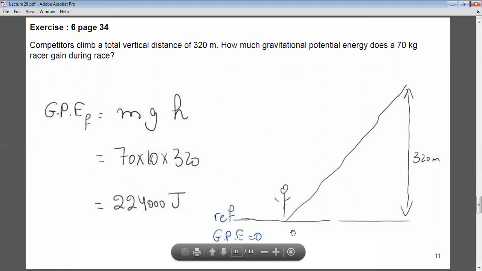So in order to solve any problem with the GPE, we have to say, what is the reference? Let's say the reference is where he's standing here, the ground. Then when he goes up, he starts having GPE equal to mgh because now he's at an altitude of 320 from this reference, okay? However, if we take the reference to be up here, then if we calculate the GPE, it will be 0, because up here, the height is 0 from the reference point we are taking, okay? So to calculate the GPE, we always need to refer to a reference.